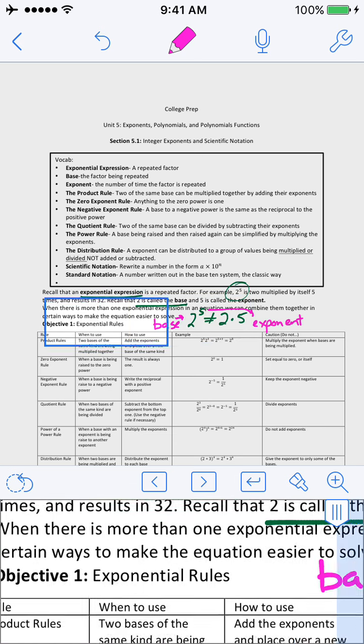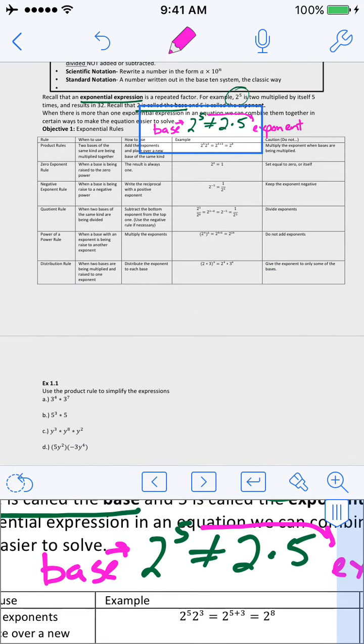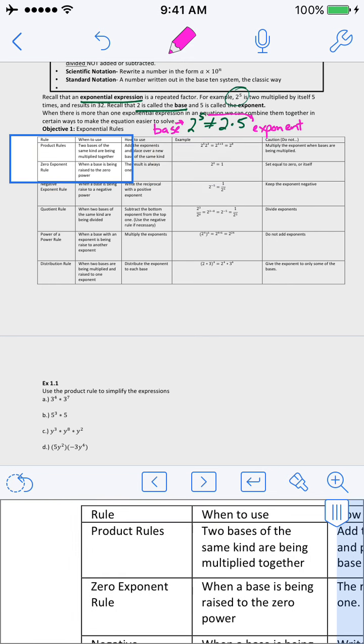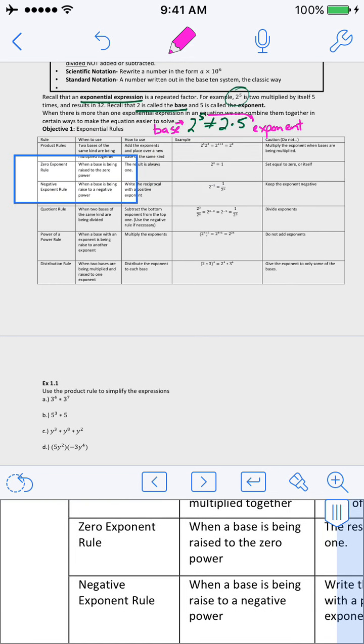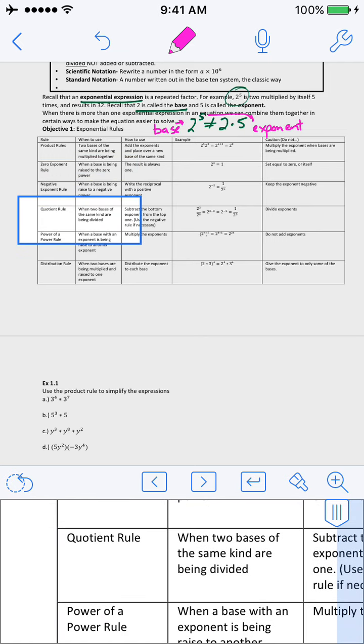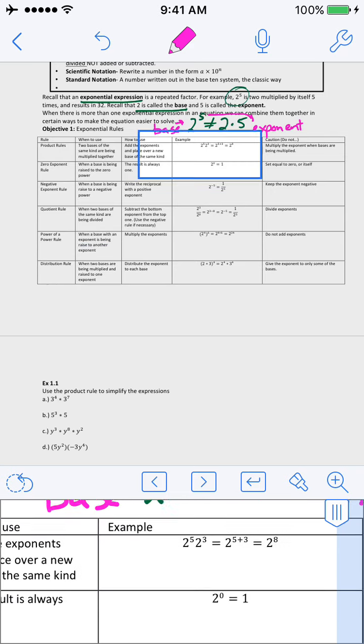Alrighty. Now let's dive into those rules. When you have multiple ones of these, just like when combining like terms, or combining x's or 2 plus 2, we can combine these as well, but there are a few tricks to follow that make our life easier. The first one is called the product rule. We also have the zero exponent rule, the negative exponent rule, the quotient rule, the power of a power rule, and the distribution rule, and all of these have to do with exponents.